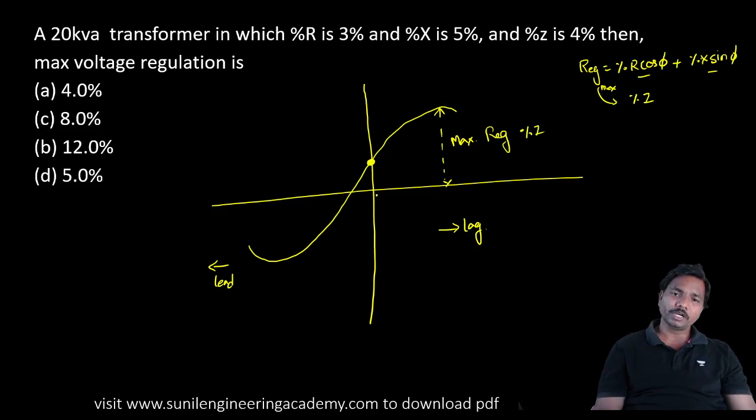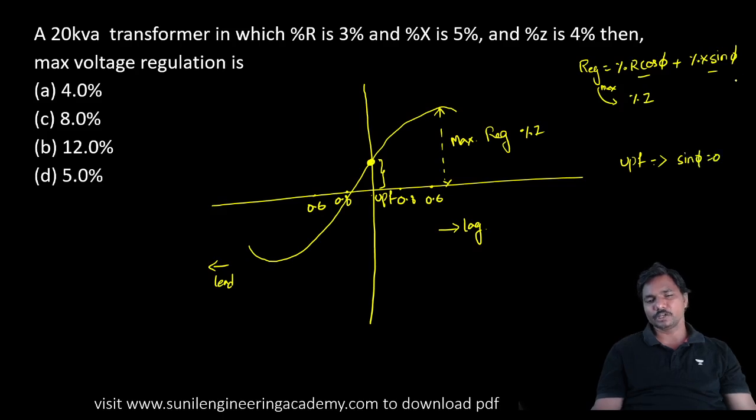And regulation at unity power factor. This is the unity power factor, like 0.8, 0.6 like that. Okay. So regulation at unity power factor: if the power factor is unity, what about sin phi? Sin phi is 0, which means the reactive component is 0. Then regulation is percentage R into 1, percentage R only, or R per unit only. So regulation at unity power factor is nothing but percentage R. So these two are very important, guys.